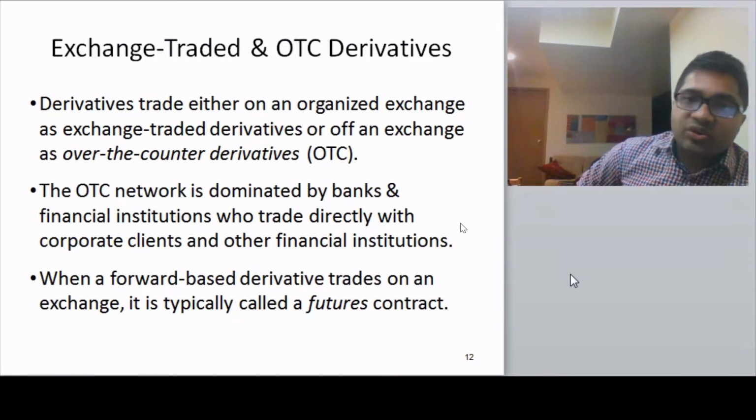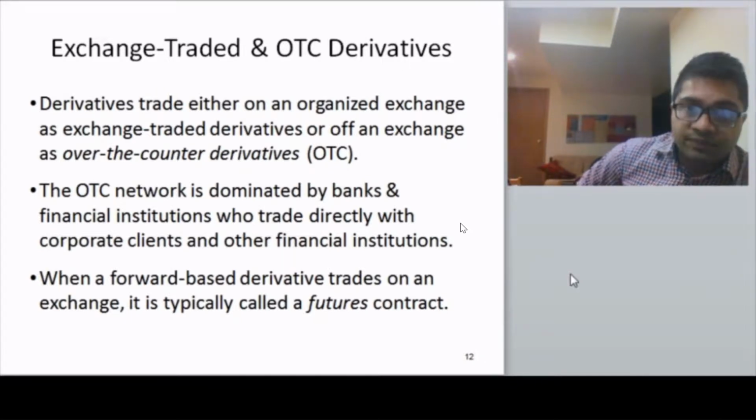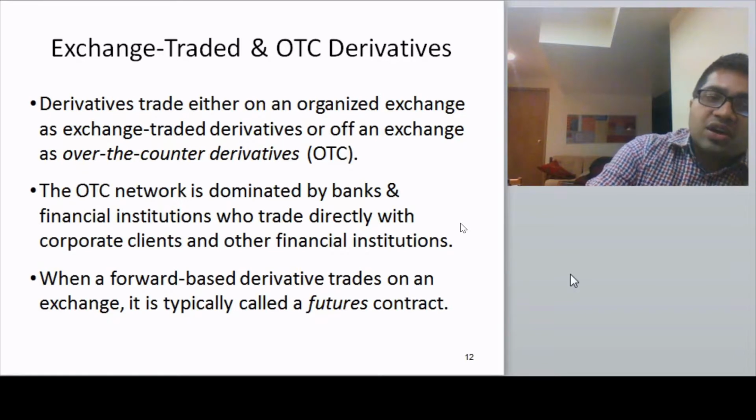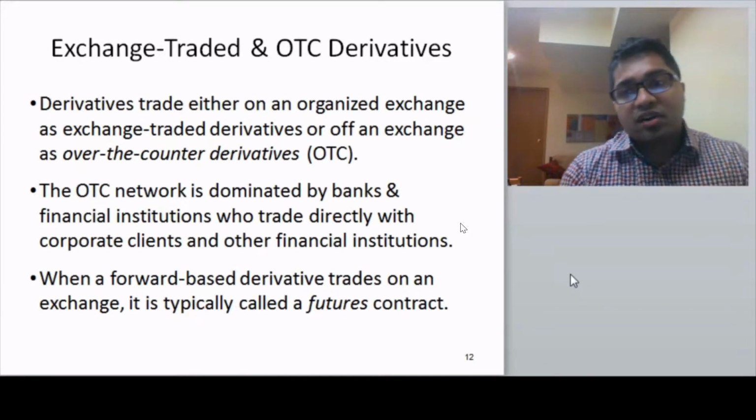Now, exchange traded and OTC derivatives. Derivatives trade either on an organized exchange, as exchange traded derivatives called futures, or they trade off an exchange, called over the counter or forwards. The OTC network is dominated by banks and financial institutions who trade directly with corporate clients and other financial institutions. When a forward-based derivative trades on an exchange, it is typically called a futures contract.